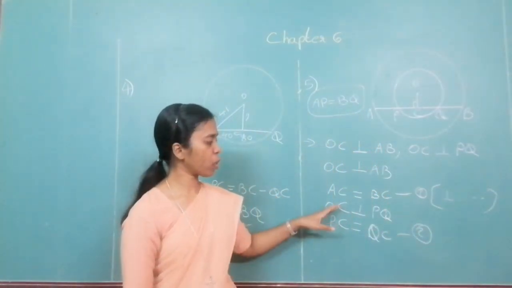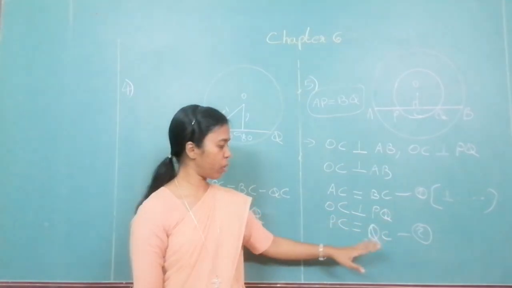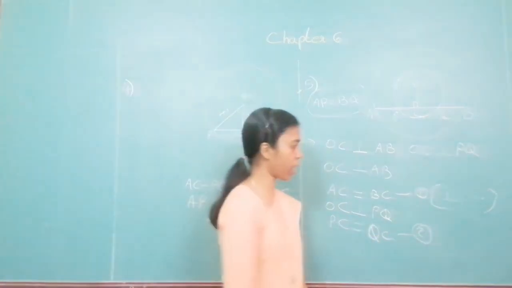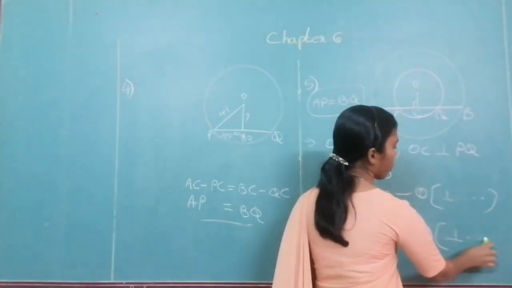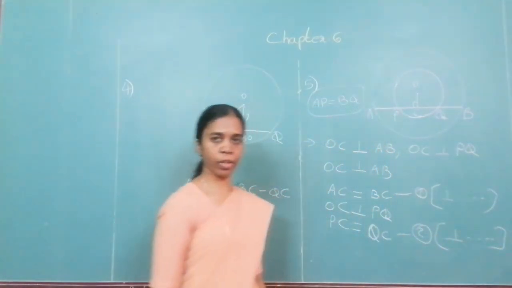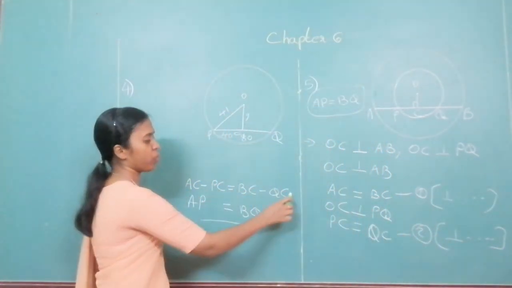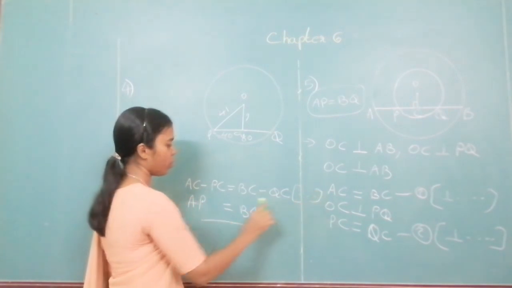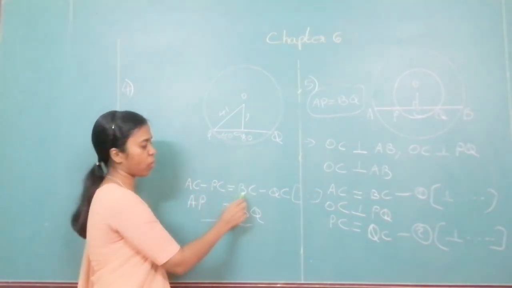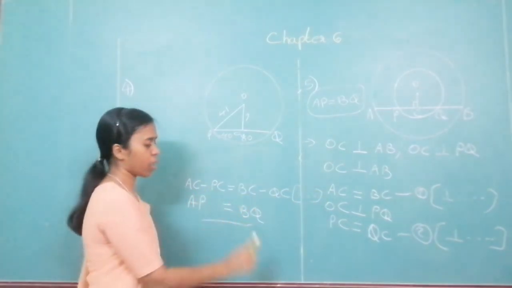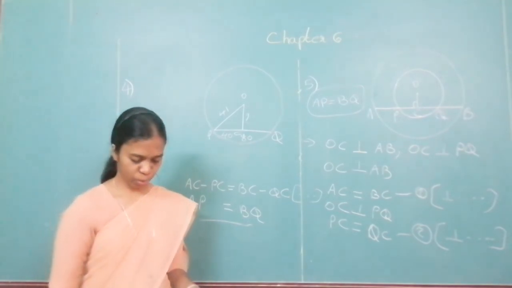Then you have OC is perpendicular to PQ. Therefore, PC is equal to QC. Again, you will be writing why? Because the perpendicular bisects the chord. Then from 1 and 2, you have AC minus PC is equal to BC minus QC. That is AP is equal to BQ.